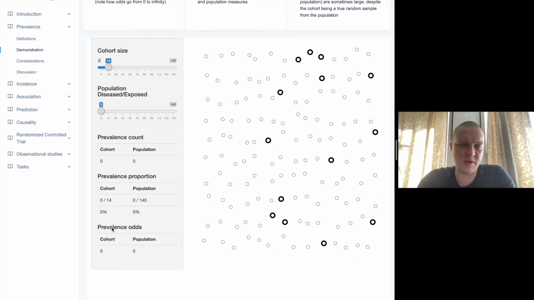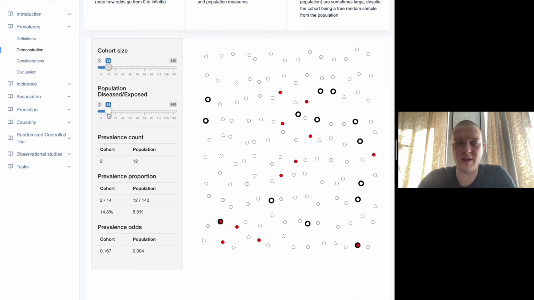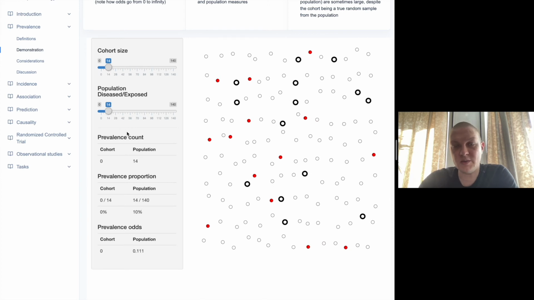As everything is set to 0, and as I increase this, let's say that we have 14 people in the population that actually have the factor. In this case, we captured no one. We were unlucky in our sampling in that we got nobody with the factor. And the system isn't tricking you, it's a true random sample of the population. So we estimated a prevalence proportion of 0%, an odds of 0, while in the population, the true proportion was 10%, and the odds were 0.11. So this should not be surprising.